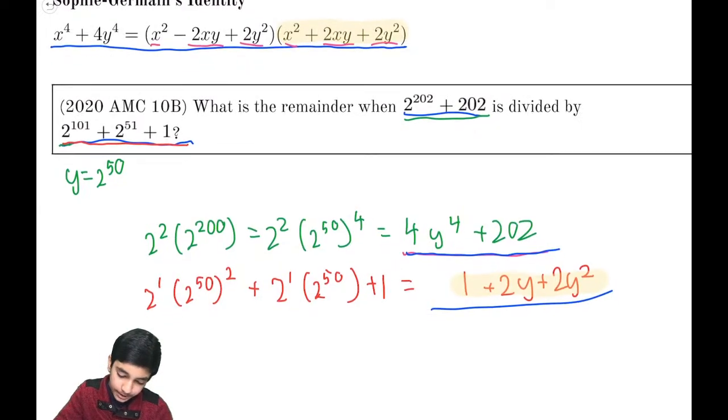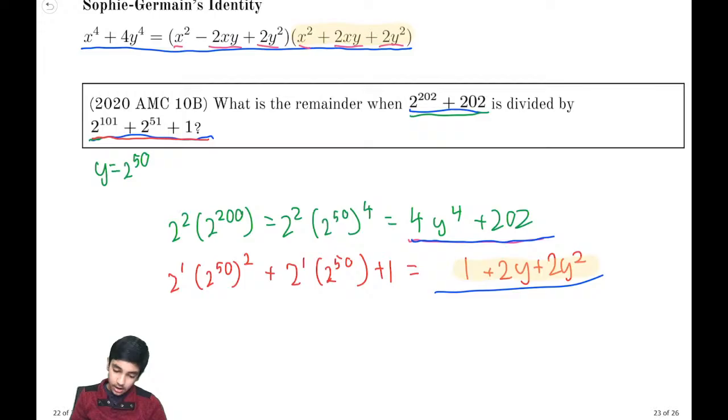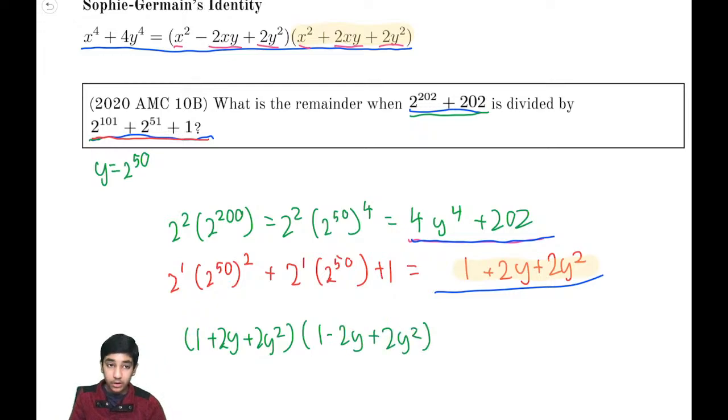Yes, because what we can do here is we can just use Sophie Germain's identity to get that when you do 1 plus 2y plus 2y squared times 1 minus 2y plus 2y squared will just be equal to, by Sophie Germain's identity, 1 to the 4th plus 4 times y to the 4th.